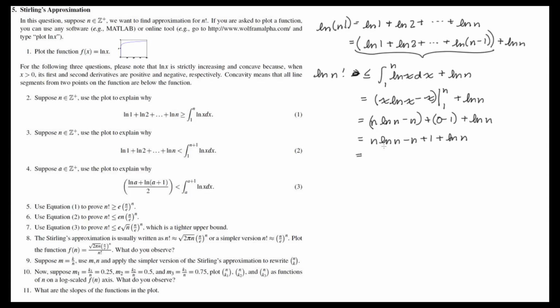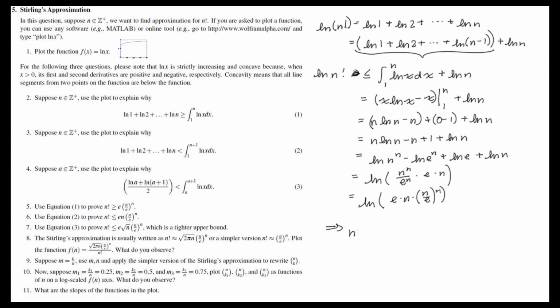Again, we can write this n natural log n as the natural log of n to the n. We can write this n as natural log of e to the n. The 1 is a natural log of e, and then this natural log n sticks around. So now combining these, we get the natural log of n to the n over e to the n times e times n, which is the natural log of e times n over e to the n. And therefore, n factorial is less than or equal to e n over e to the n.